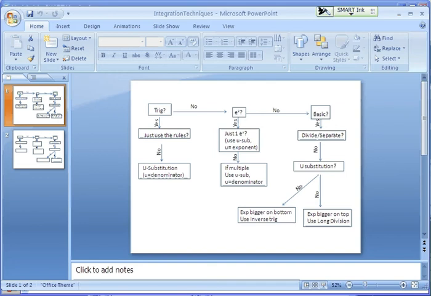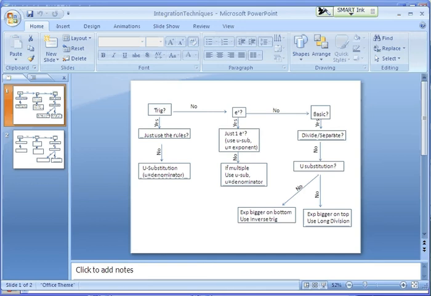Okay, if it doesn't have trig, then the next thing I would look for is e to the x. And if it has e to the x, then you just do one of two things. If it has one e to the x, you'll make u the exponent. If it has more than one e to the x, you use more basic trig rules.